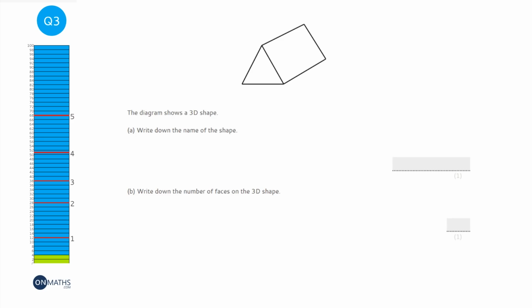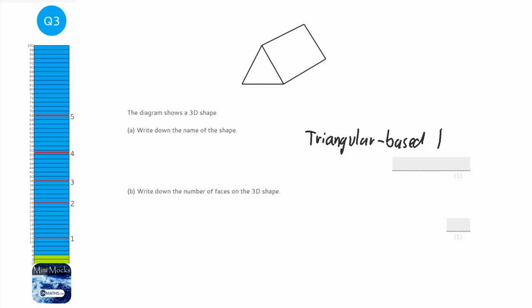You will need to be familiar with the names of three-dimensional shapes. So the one we have here is a triangular based prism. A prism is a shape that you can cut anywhere along one of the axes, so anywhere along here, and it would look exactly the same. It would look like a triangle. The first bit of this, triangular based, is just the name of the shape at the end of the prism. So you can have a hexagonal based prism or anything like that.